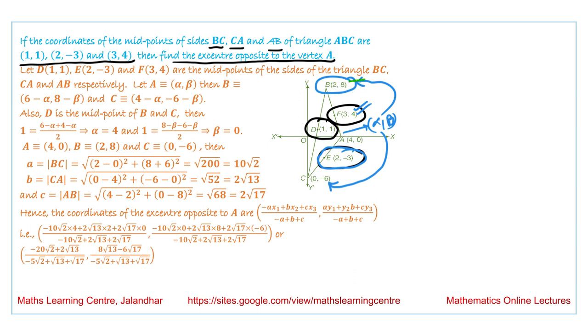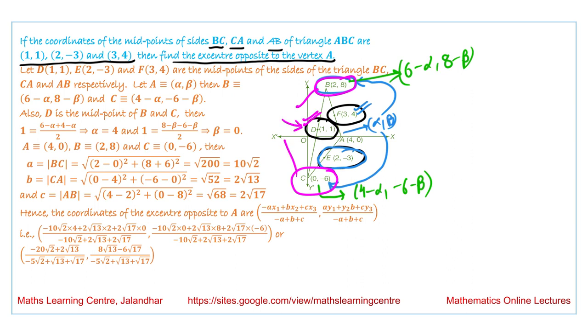By using the midpoint formula, the coordinates of the point B will be 6 minus alpha comma 8 minus beta. The coordinates of the point C will be 4 minus alpha comma minus 6 minus beta. Now by using these 2 points, C and B, we can calculate the midpoint over here, which will be equal to this point D, and we obtain that the value of alpha is 4, and the value of beta is equal to 0. So these are the values of alpha and beta.